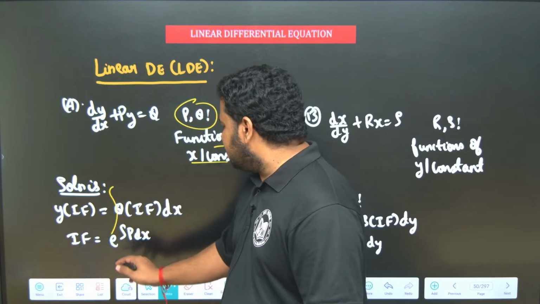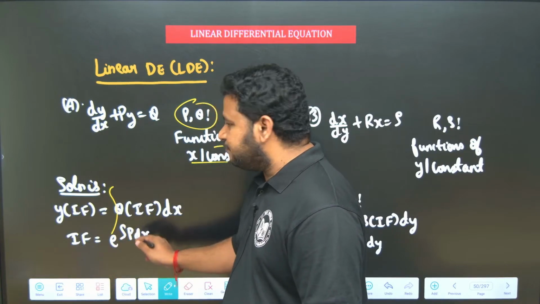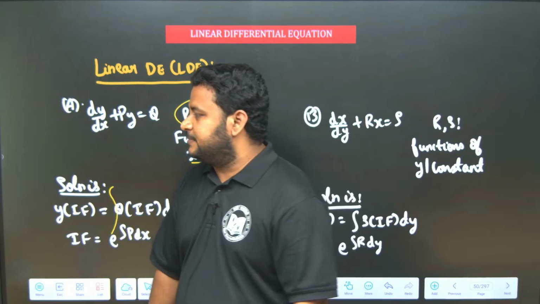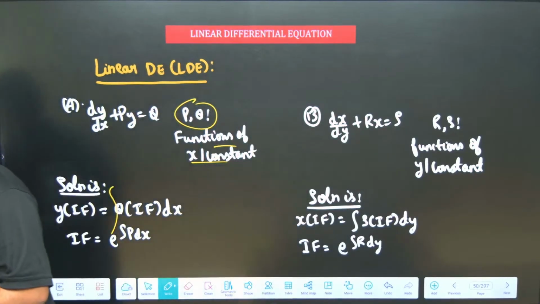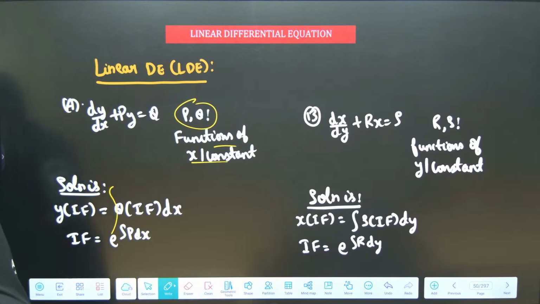That is nothing but e to the power of integral of p dx. Got it? e to the power of integral of p dx. That is what you have to find out.